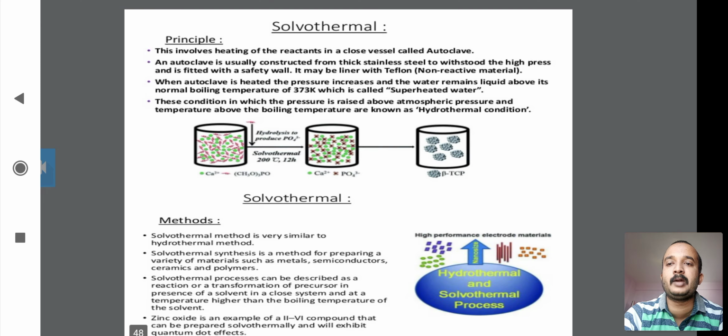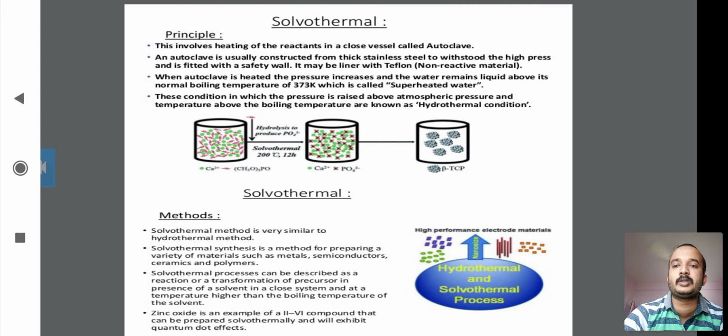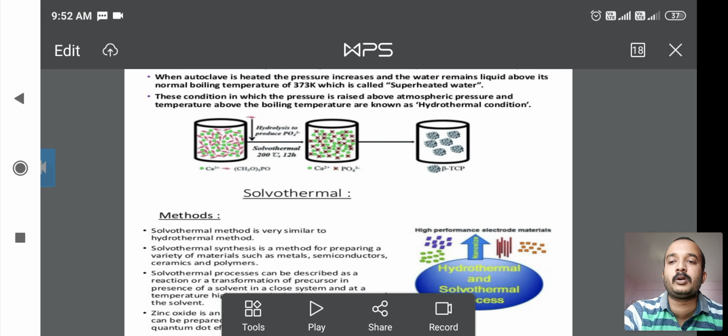Next time we have to discuss the next soft chemistry route, that is the solvothermal. Okay, thank you.